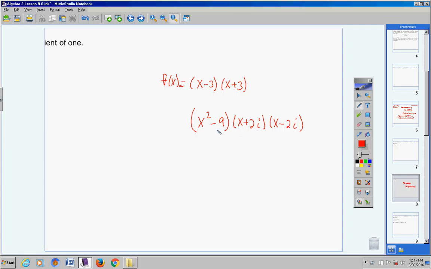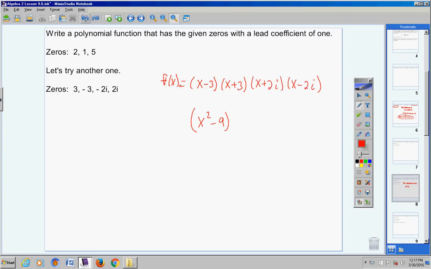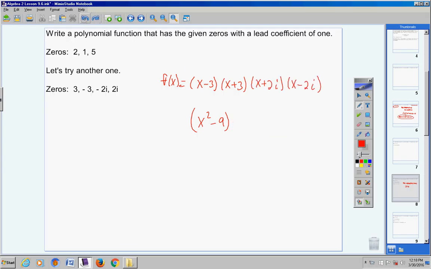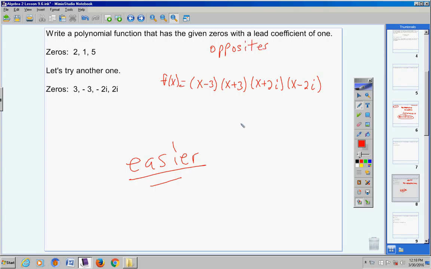So, Mr. Garrett, what do you want us to do? Here's what I want you to do. This is something brand new I've never taught you before, so would you please listen to me, okay? Whenever you're multiplying parentheses together, it's easier. Don't you like that word? It's easier if you multiply opposites together first. Now write that in your notes however you want to.